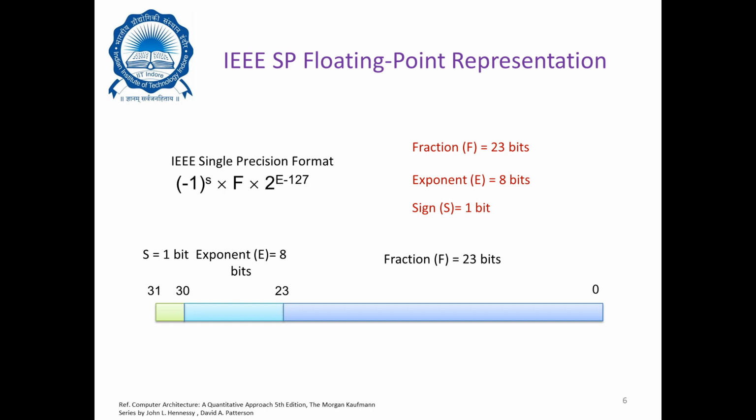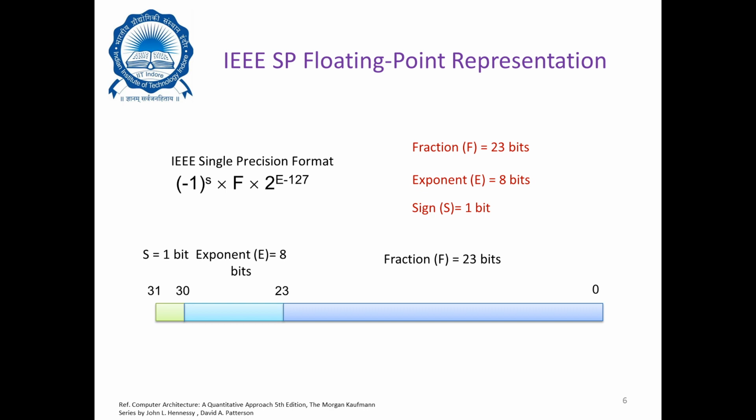Now let's move to an example. An IEEE single precision floating point representation example could be as follows. If you fill in the values of the generic formula from the last slide, it will be -1 to the power s into 1 plus f into 2 to the power e minus 127, because the bias is 127 here. The fraction is 23 bits, the exponent is 8 bits, and the sign is 1 bit. So the total 32-bit representation will look like the one shown in the figure below.